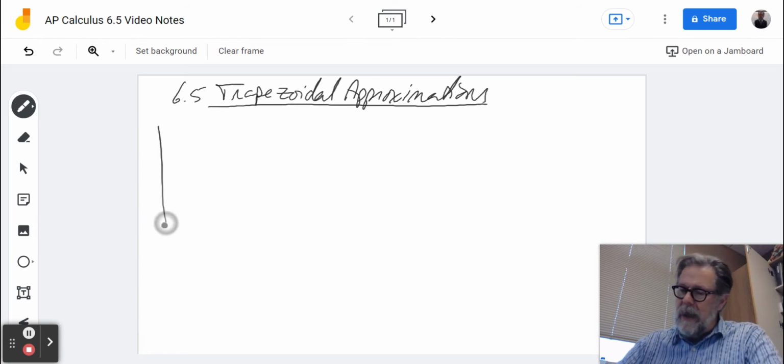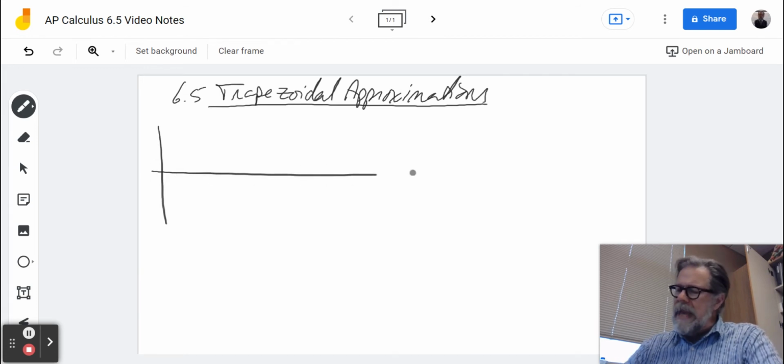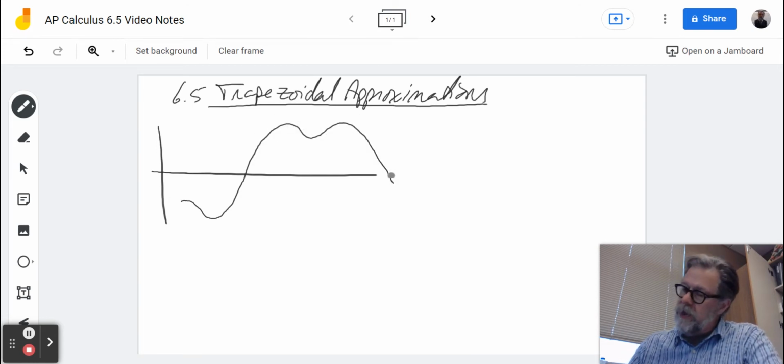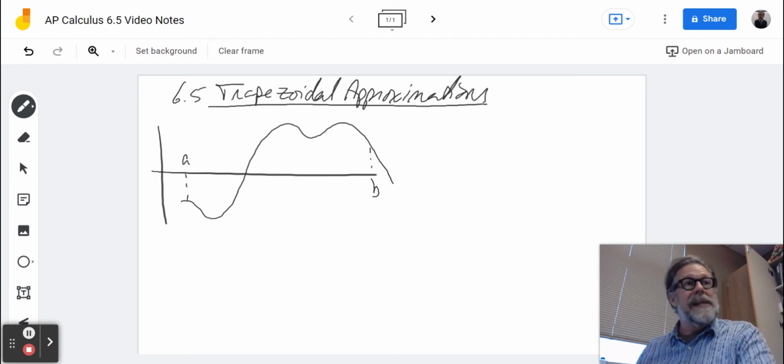So let's take a look at a quick graph, and we'll see if we can simplify this. So I've got some function, and it doesn't really matter what it was. So we'll just do something like that. And we'll say that this is A right here, and we'll say that this is B right here. We're looking for the area under this curve.